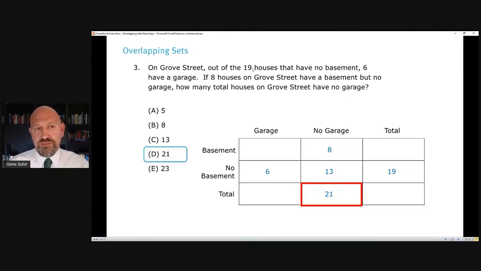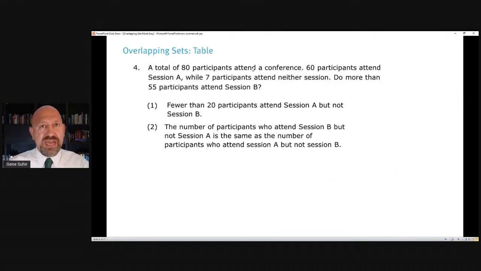We'll throw in a little twist and make it a data sufficiency problem here in this case. Remember, the table approach is really universally useful for two overlapping sets to track any possible combination of overlap. So take a couple of minutes, see how you fare with this one. Good luck.